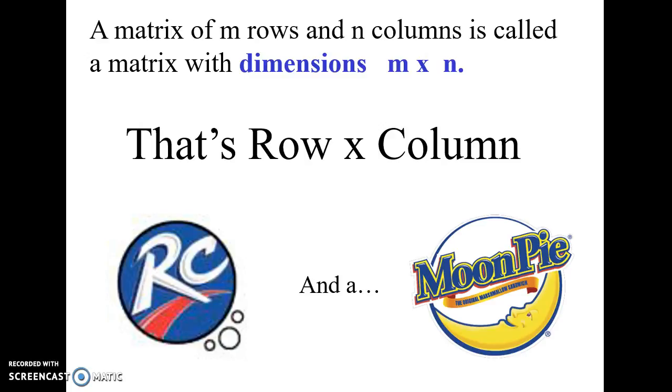If you're ever in Chattanooga, Tennessee, you'll see moon pies all over the place because that's where they originated. And they're often sold right next to a case of RC Cola. So, little Southern history for you as well.